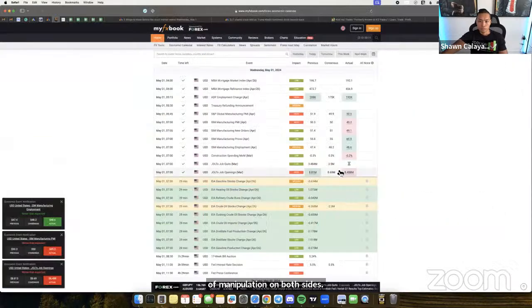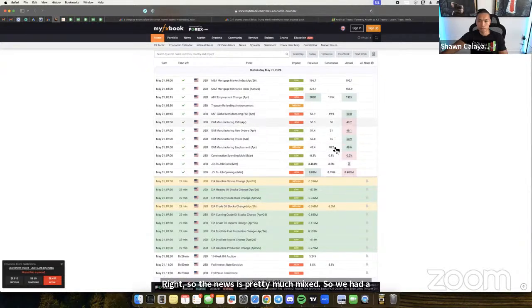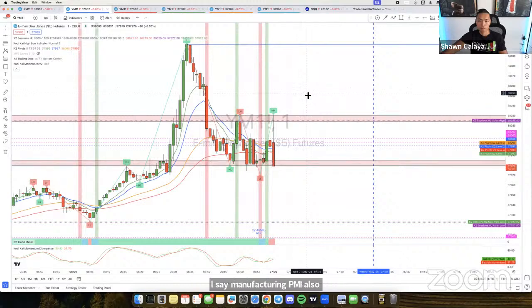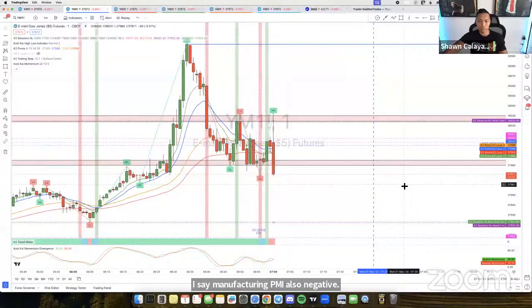All right, so the news was pretty much mixed. We had positive news over here for manufacturing PMI. We had negative news over here for JOLTS job openings, a lot less. So a lot less jobs that are available. ISM manufacturing PMI also negative. All right, so it looks like the bears are in control with this news event. I mean, there's 2 negative news events, so it was kind of expected.